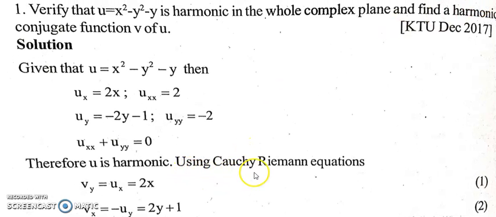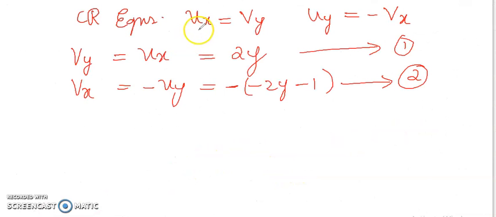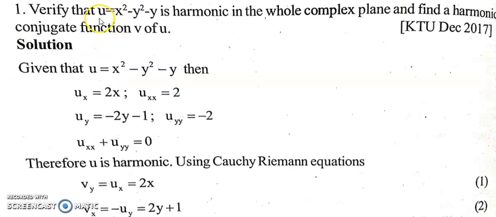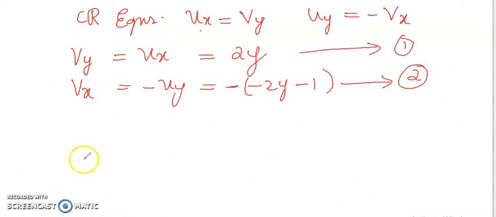Now, using the Cauchy-Riemann equations, let us write them: ux equal to vy, uy equal to minus vx. Now vy is equal to ux, and vx is equal to minus uy. Why do we consider vy and vx? Because we have to find v, right? u is given, we have to find the harmonic conjugate, that is v we have to find. So I have taken vy and vx.